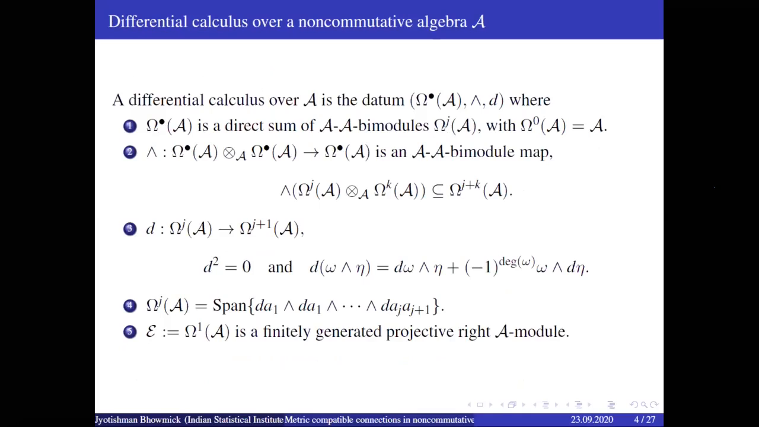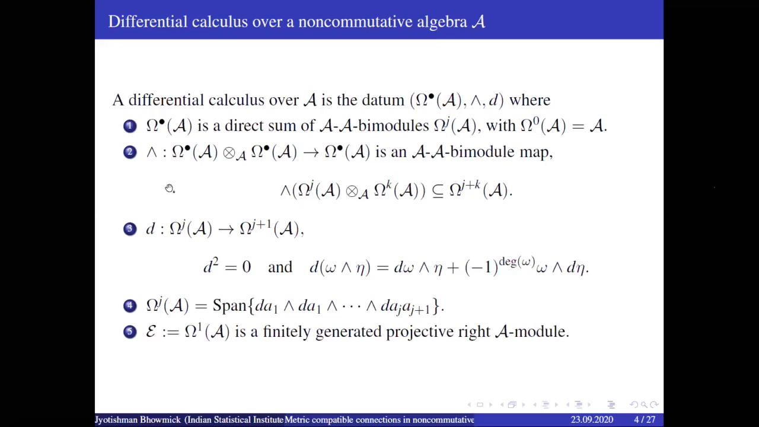So I fix a non-commutative algebra A, and I consider this data where this guy is an A bimodule. It's a direct sum of these constituent bimodules, and I define omega 0 A to be A. I am going to call these omega J A the space of J forms. So omega 1 A will be called the space of 1 forms.